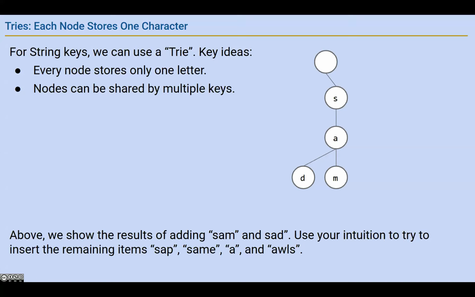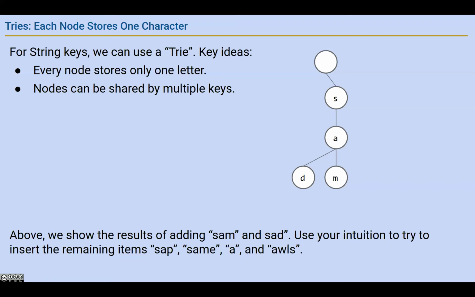So we start off with a root node, and then that root node connects to an S. The S connects to an A, then to the A connects to D and M. So this is a trie that represents the words sad and sam. The idea is that if you have a path from the root to a leaf that is your word, then that is considered a valid word in the trie.